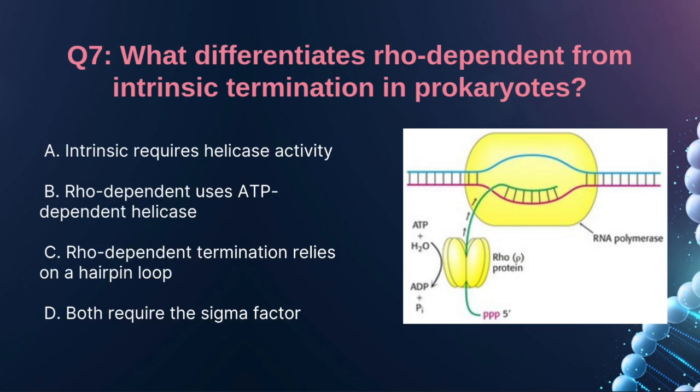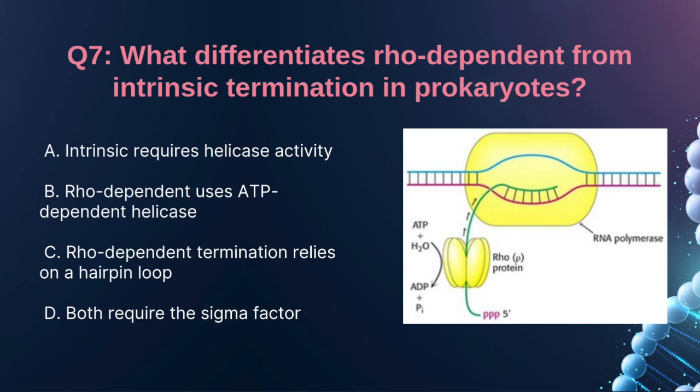What differentiates rho-dependent from intrinsic termination in prokaryotes? We're specifically focusing on these two. We've now gone over the initiation, we've gone over the process of transcription, the theory behind it, and now we've reached the termination part in prokaryotic transcription. So what is the difference between them? These two, by the way, are distinct mechanisms that stop transcription specifically for prokaryotes. The answer is B, where rho-dependent uses ATP-dependent helicase.